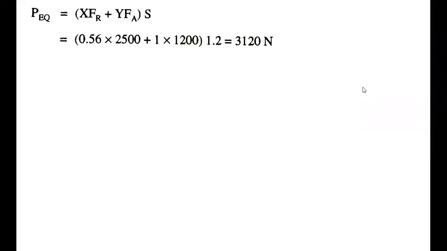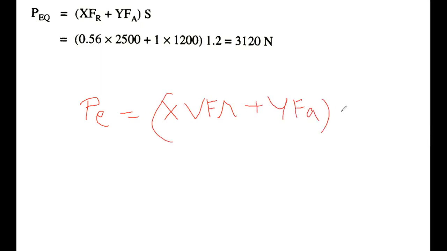Now we will use our equivalent load equation. What is our equivalent load PEQ or PE? It is X V FR plus Y FA into S. V is our race rotation factor. We assume V as 1 when inner race rotates, and we assume V as 1.2 when outer race rotates, but here nothing is given. So we will assume inner race rotates, and we will assume V as 1. That's why I have not written it here, right?